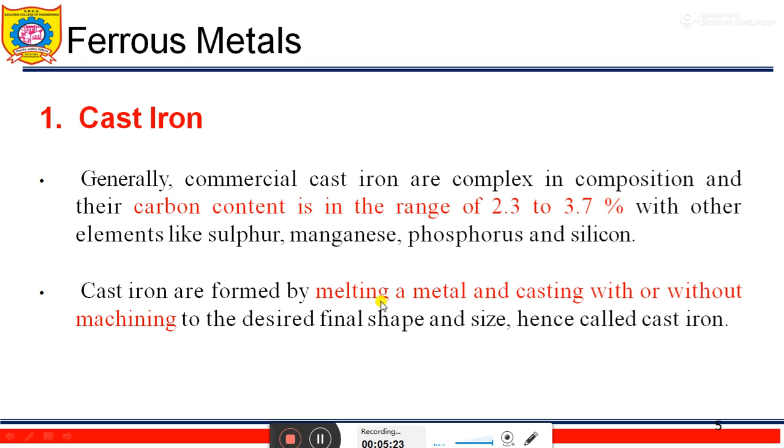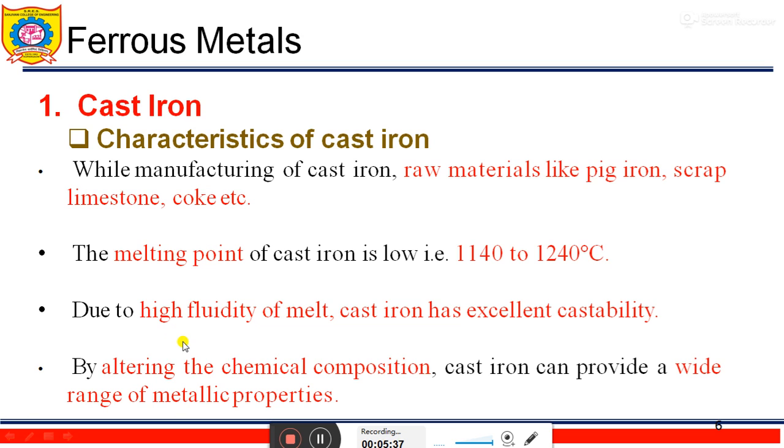Cast irons are formed by melting a metal and casting it, with or without machining, to the desired final shape and size. Hence it is called cast iron. Characteristics of cast irons: while manufacturing cast iron, raw materials like pig iron, scrap, limestone, etc. are used. The melting point is 1140 to 1240 degrees. Due to high fluidity of the melt, cast iron has excellent castability. Low melting point and cheap raw materials are used, which is why it is low cost compared to steel.